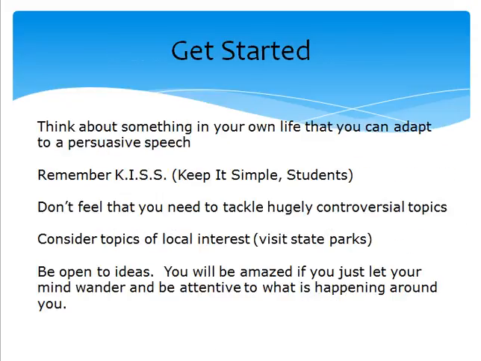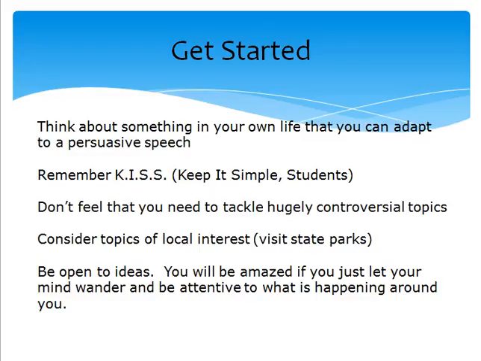So you need to go get started. Think about something in your own life that you can adapt to a persuasive speech. Remember KISS, keep it simple, students. Don't feel you need to tackle hugely controversial topics. Even consider topics of local interest, such as visit the local state parks. And be open to ideas.